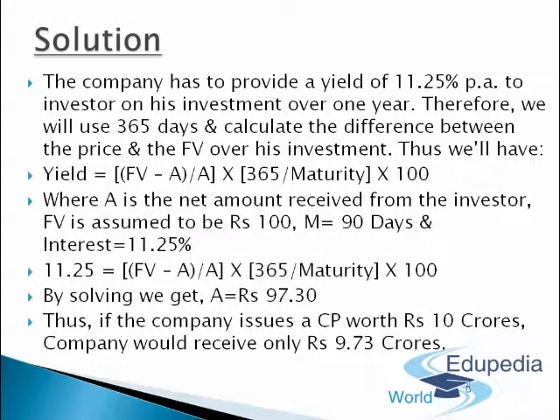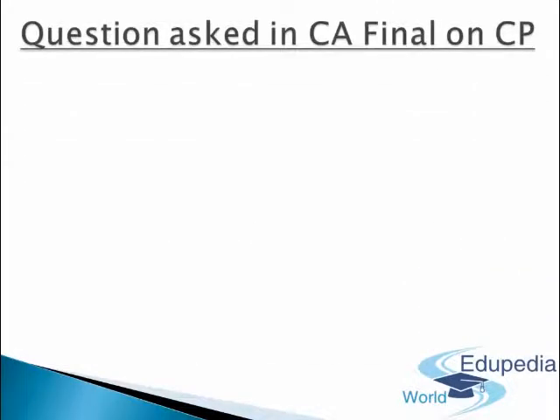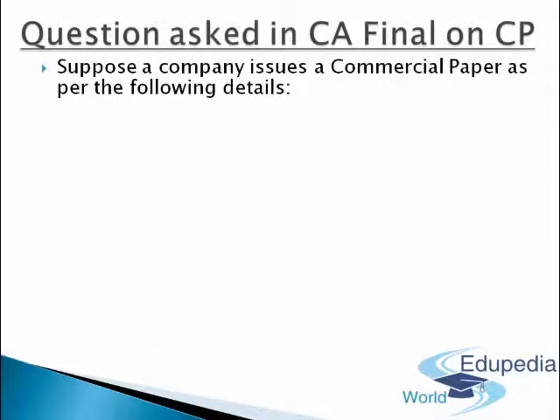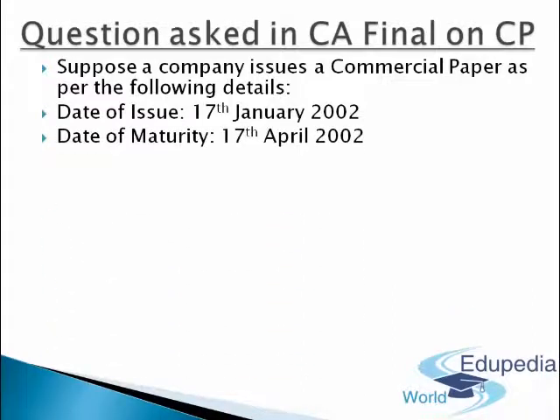Now let's move to our next question. This question was again asked in the CA final examination for commercial paper. Suppose a company issues commercial paper as per the following details. Date of issue, that is 17 January 2002. Date of maturity 17 April 2002. This question is on exactly the same lines as the questions already asked in my last 2 slides, but there will be some other catch over here. That's why this question has been particularly incorporated in this presentation of ours.